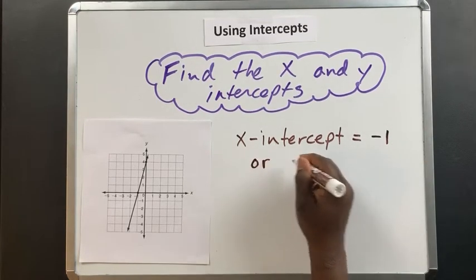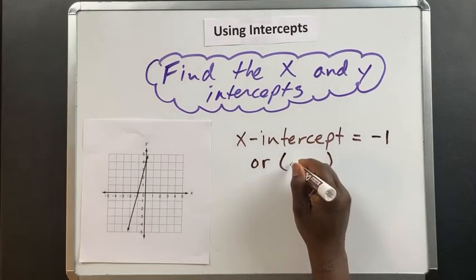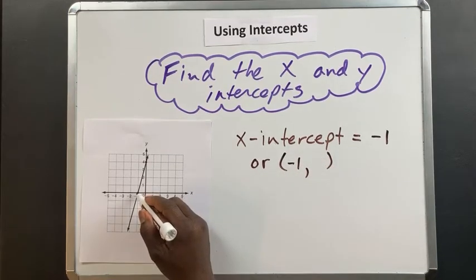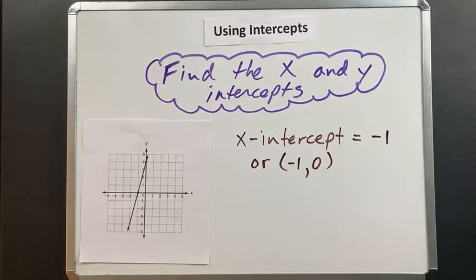Or we can write it as an ordered pair. If the x-intercept is -1, the y-coordinate is 0, because you start from the origin, travel to the left, and you don't need to move up. So the y-coordinate is 0. Now let's find the y-intercept.